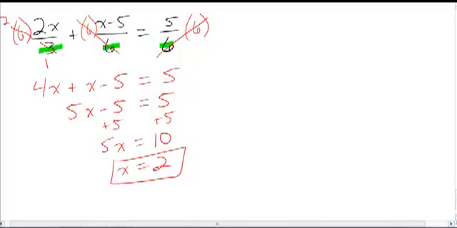All right. Let's do another example. Let me just split screen it here. Use a different color. You know how I like using different colors.